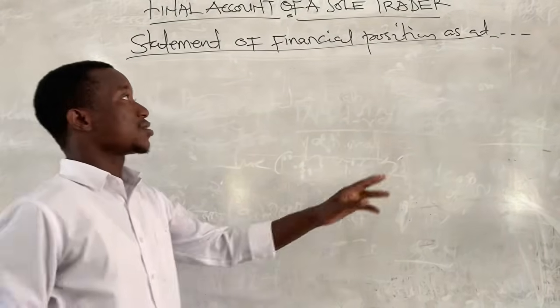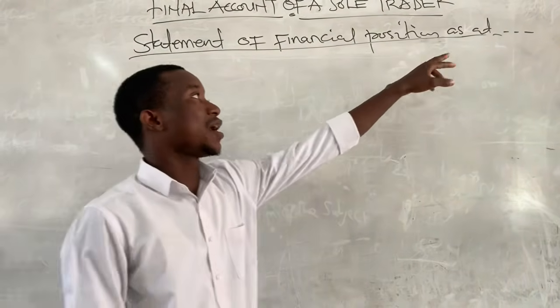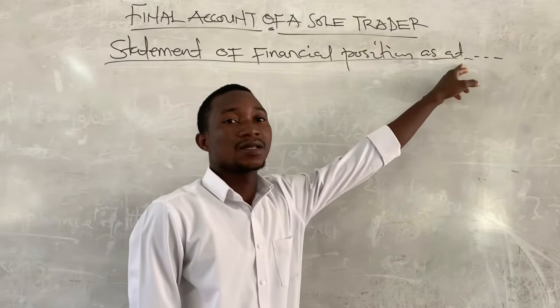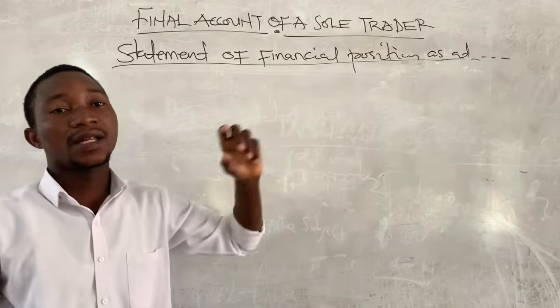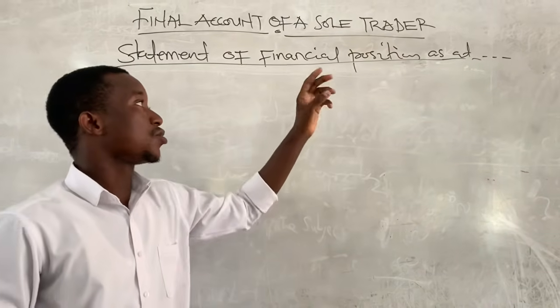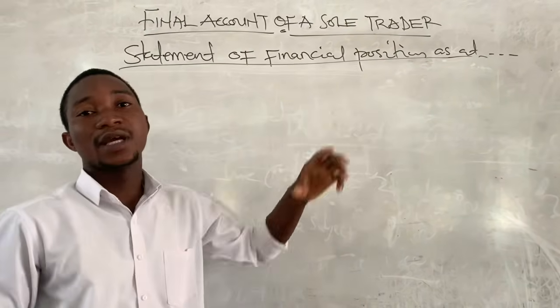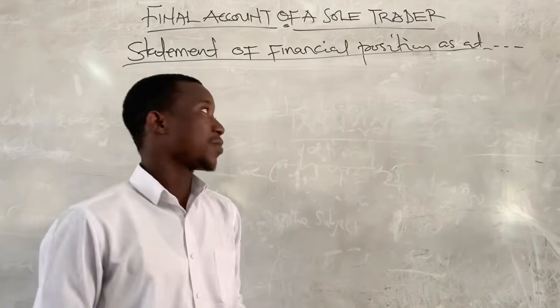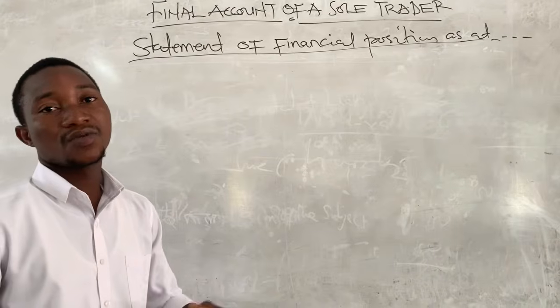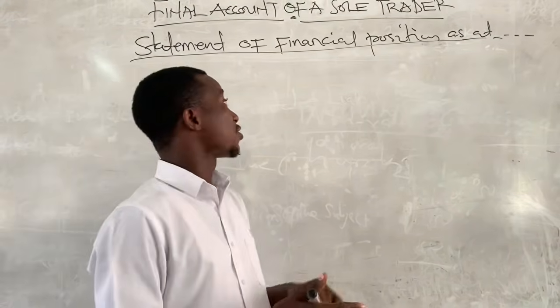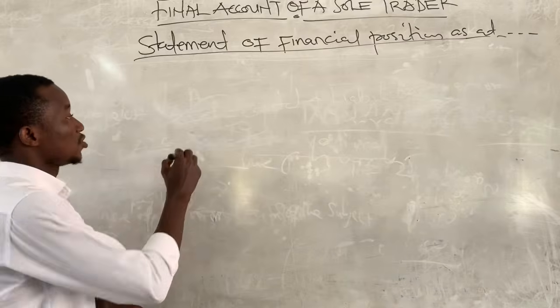You can see that for the statement of financial position, I have used "assets", but for the income statement, we use "for the year ended". So that is the difference. We use assets at the end of the year in which the sole trader is preparing his accounts. As I said earlier, we have about 3 models that we can use to prepare the statement of financial position. So let's consider the models.